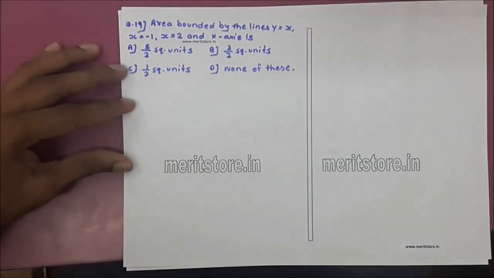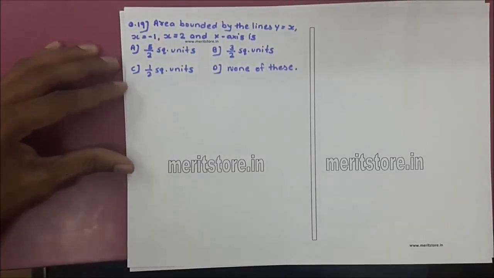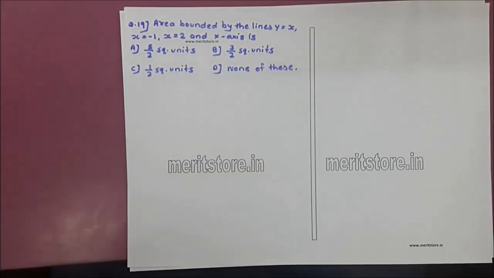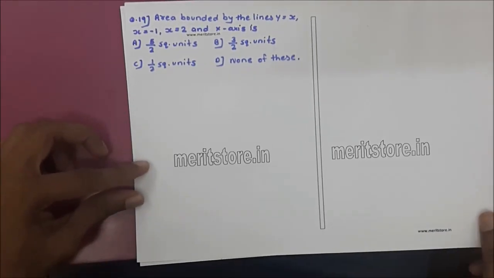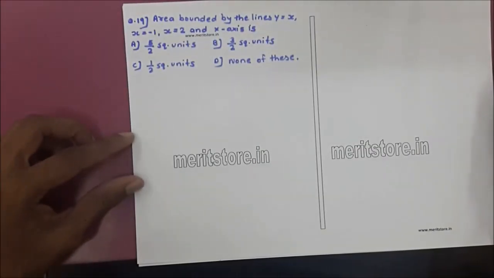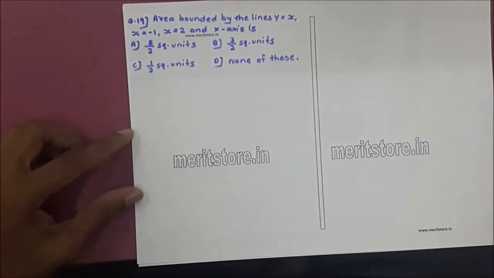Question 19. Area bounded by the line y is equal to x, x is equal to minus 1, x is equal to 2, and x axis is. There are four options: A 5 by 2 square units, B 3 by 2 square units, C half square units, and D none of this.